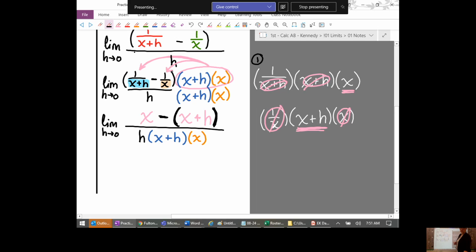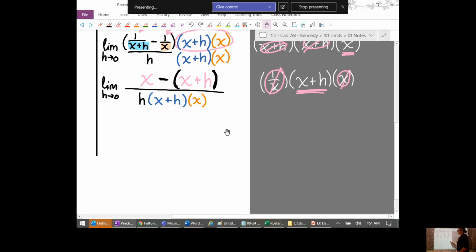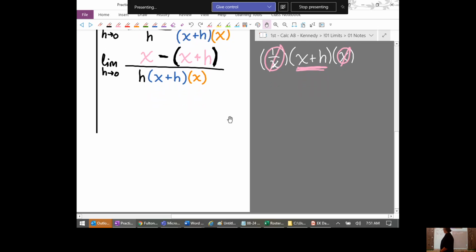So now I don't have little fractions inside big fractions. I just have a rational expression. So at this point, this has become quite a bit simpler. My denominator, I'm going to leave that in factored form, because if I can keep all those parentheses in there, then I'm going to be able to hopefully cancel some things in just a minute. The numerator, I need to deal with that subtraction and simplify that.